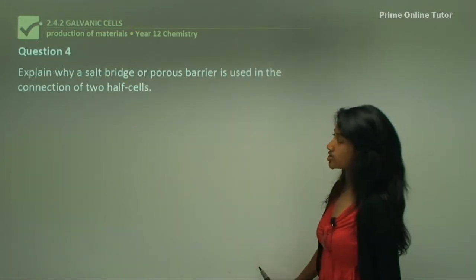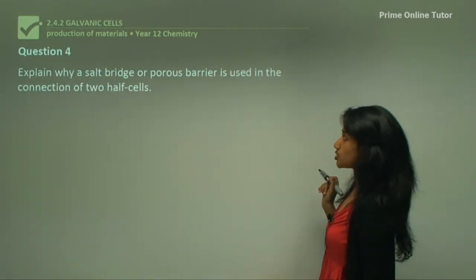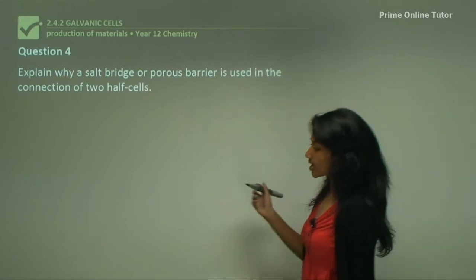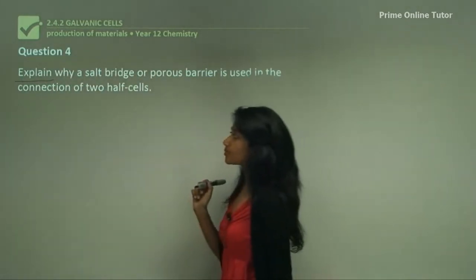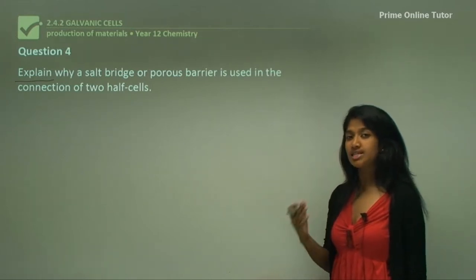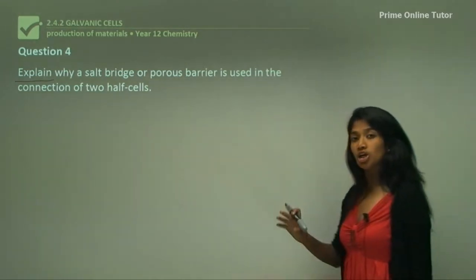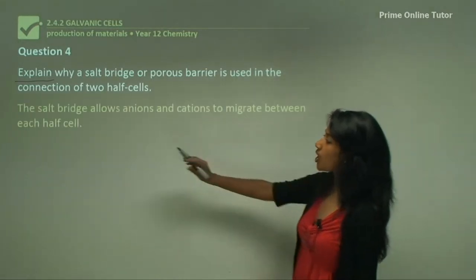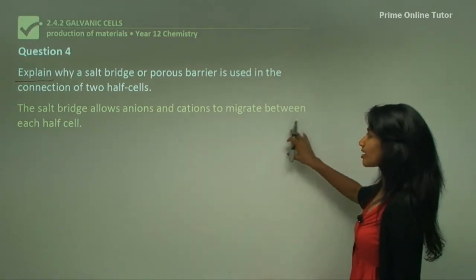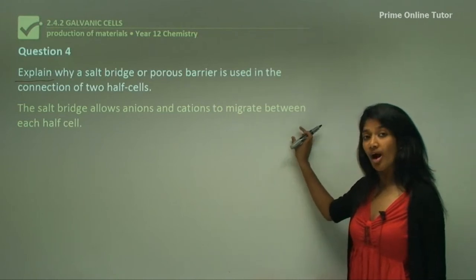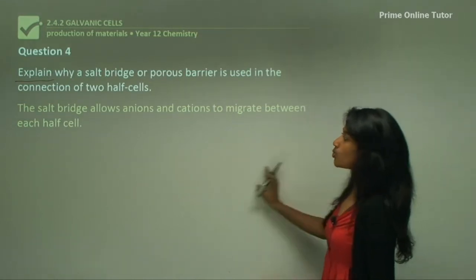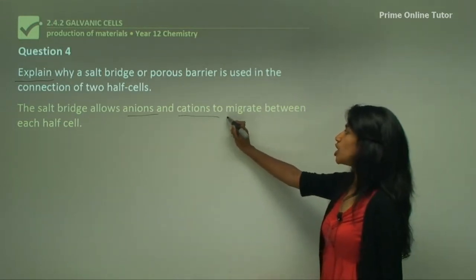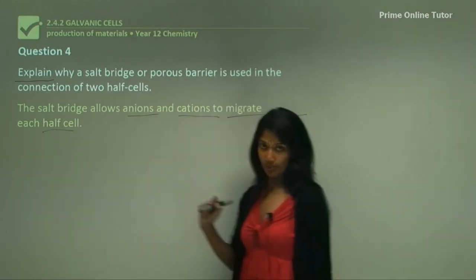Question 4 is a question asking, explain why a salt bridge or porous barrier is used in the connection of 2 half cells. Now again, we have a key verb here which says explain. So you have to really give a detailed answer and explain why. Not just defining its purpose, but also say why it is used that way. So the salt bridge allows anions and cations to migrate between each half cell. This is going to be part of your answer, and this is going to be called part 1, where you're really stating the function of a salt bridge. So it allows anions and cations to migrate between each half cell.